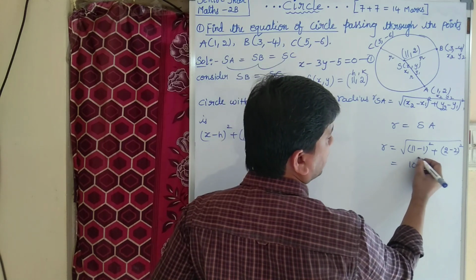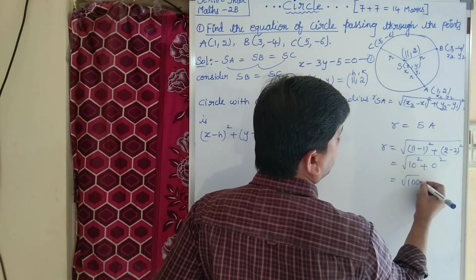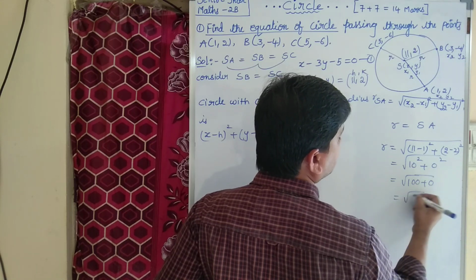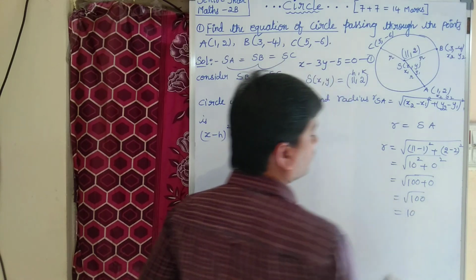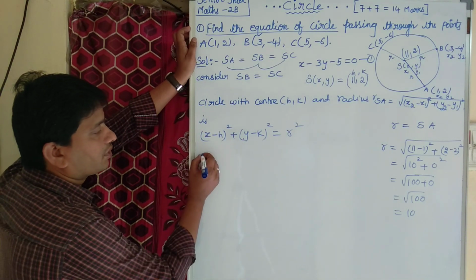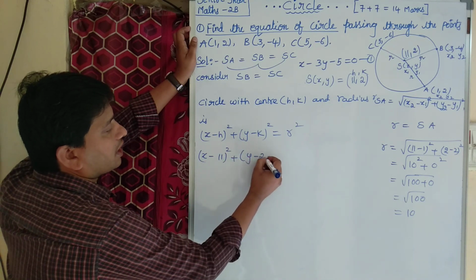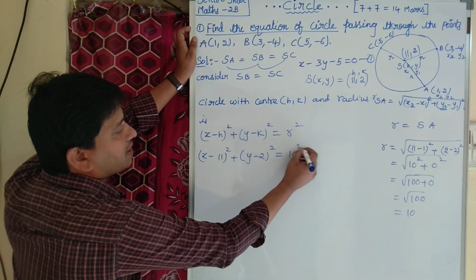11 minus 1 is 10, 2 minus 2 is 0. 10 square is 100, 0 square is 0. 100 plus 0 is 100. What is the square root of 100? 10. So let us substitute now. X minus h means 11 square, y minus k means 2 square, r square means 10 square.